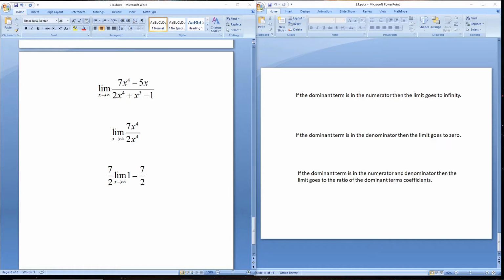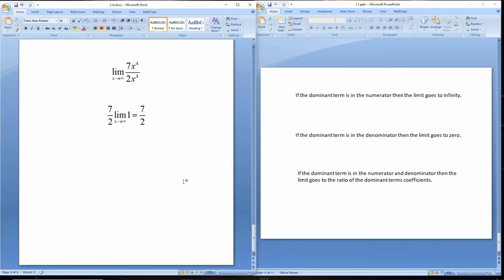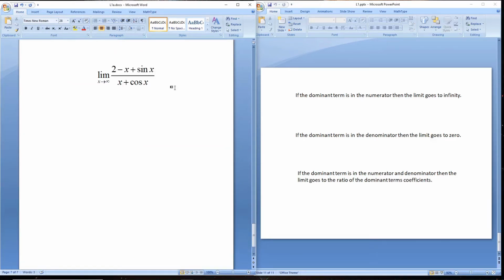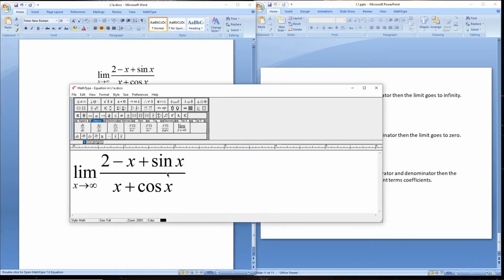So let's check out, then, something that has a trig function in it. How about this example? So first off, this sine is going to oscillate between some number, it's going to be some number between -1 and 1. And again, the point here with sine and cosine is that they do not blow up to infinity.